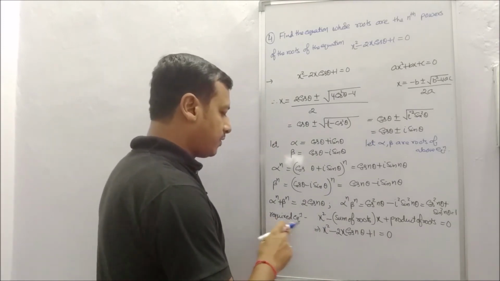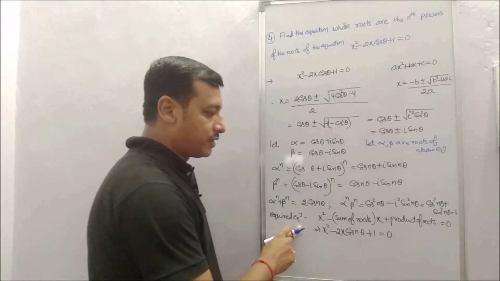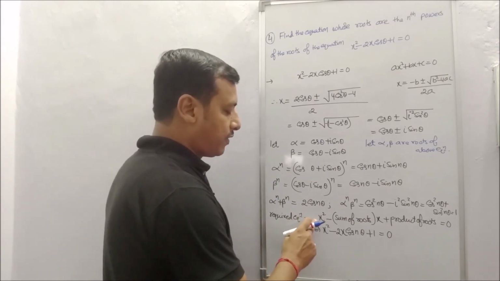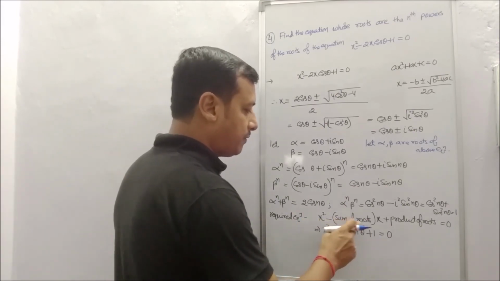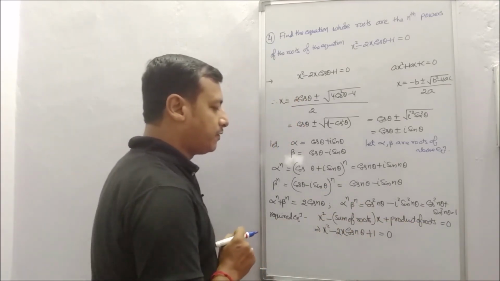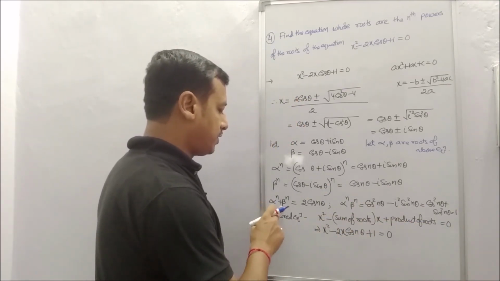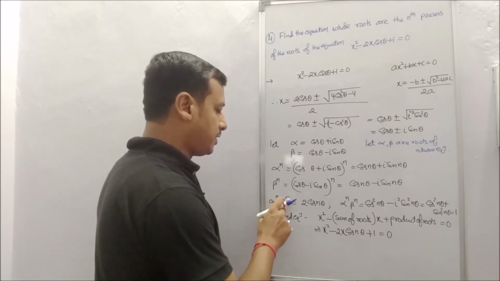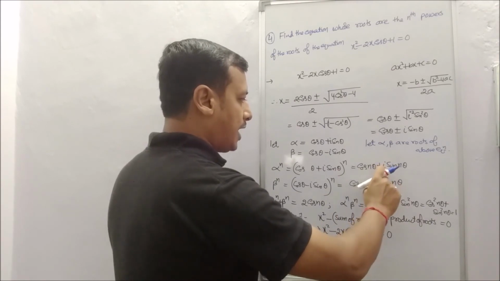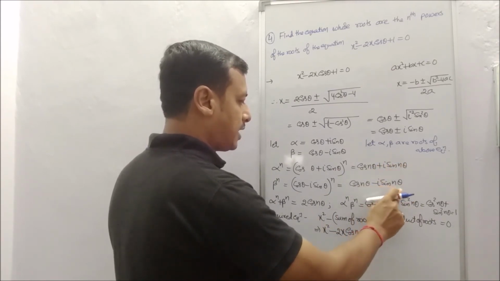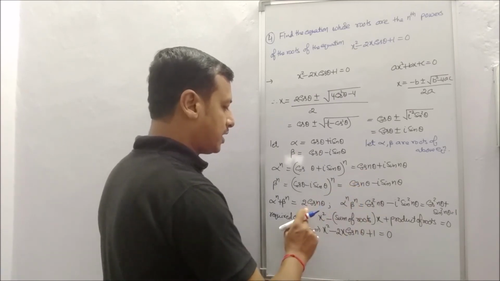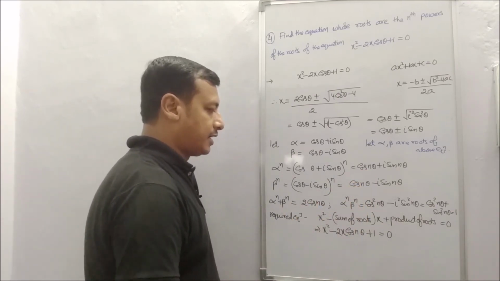Now, how to form the required equation? To form the quadratic equation, the form is x square minus the sum of the roots times x plus the product of the roots. So we have to find the sum of the roots. The sum of the roots is alpha to the power n plus beta to the power n. If we add these two, i sin n theta and minus i sin n theta cancel out, so we are left with cos n theta plus cos n theta, which is equal to 2 cos n theta.